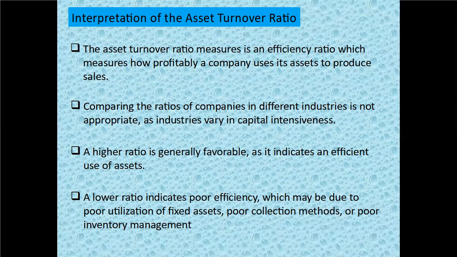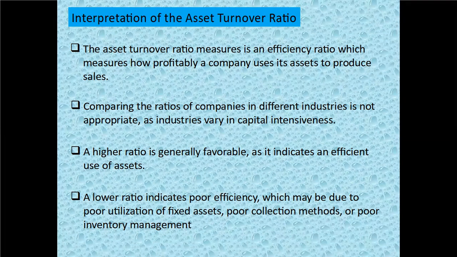A high ratio is generally good. It's favorable. It indicates an efficient use of the company's assets. So while comparing two companies, the one with the higher asset turnover ratio is considered to be using its assets more efficiently. Whereas a low ratio indicates that the company is poorly managing its assets, probably not generating enough sales. But that's not always true, by the way.